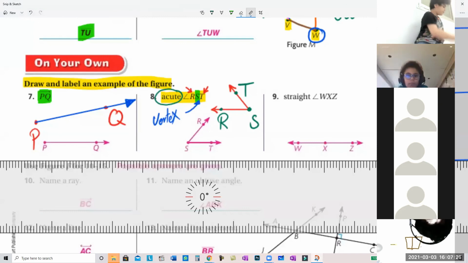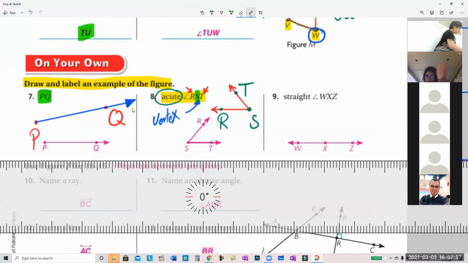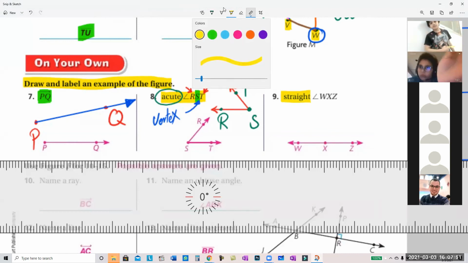Okay, the next one. What about Mustafa? Mustafa, are you there? Yes, Mister. Okay, Mustafa, we need to draw a straight angle here. So what does a straight angle mean? It should be like a straight line. But where is the vertex here, Mustafa? Can you tell me what the vertex is?